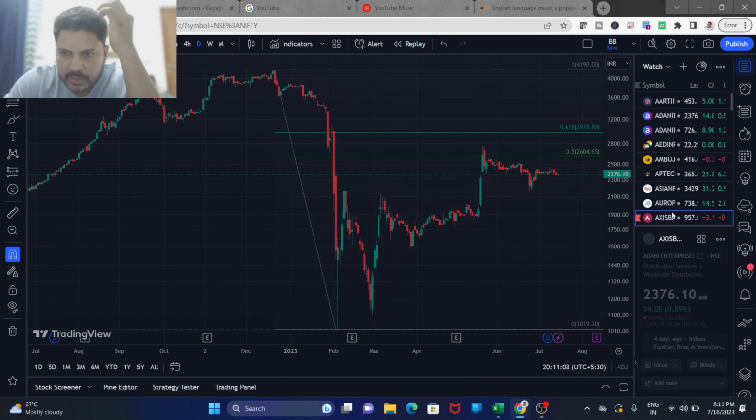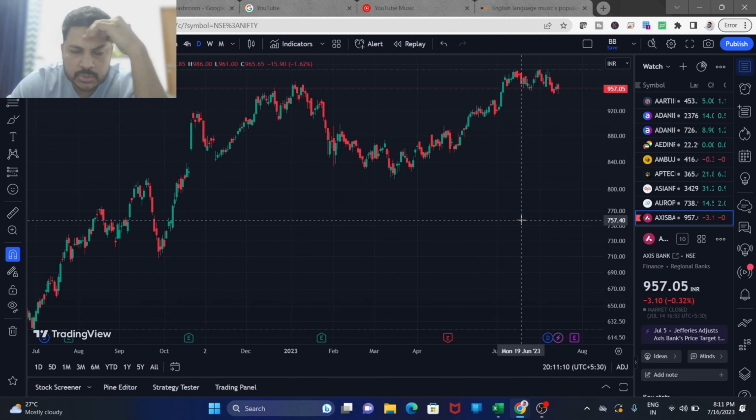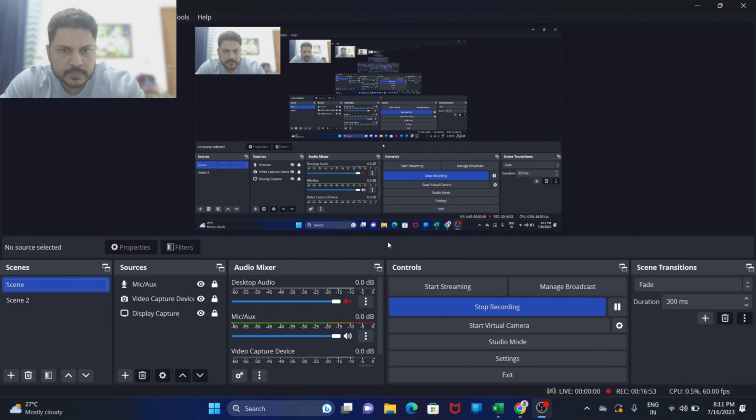Let's look at some other. Axis Bank. I want a bullish stock to be shown as an example.